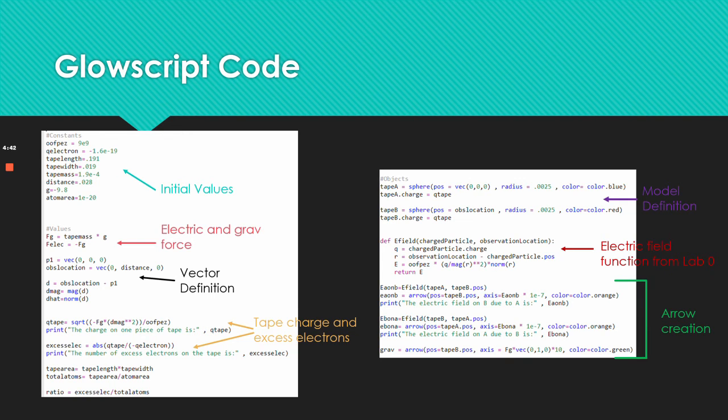On the right, I imported the electric field function from Lab 0 to help finalize the electric force vectors and create arrow objects. When programming the virtual model, I decided to make tape A centered at the origin and tape B 0.028 meters away in the positive y direction.